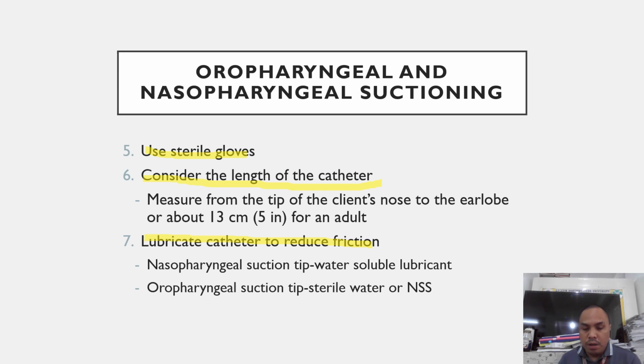Also remove the oxygen with the dominant hand if appropriate. Without applying suction, insert the catheter into either naris and advance it along the floor of the nasal cavity. The rationale is that this avoids the nasal turbinates. Never force the catheter against an obstruction; if one nostril is obstructed, try again on the other. For lubrication in nasopharyngeal suctioning, use a water-soluble lubricant on the tip. For oropharyngeal suctioning, use sterile water or PNSS on the tip.